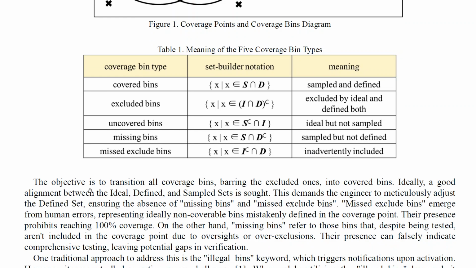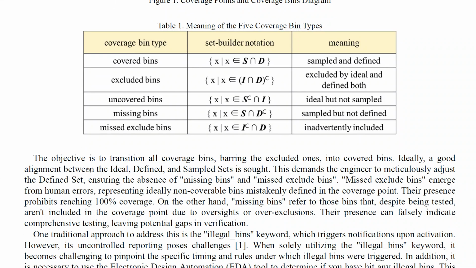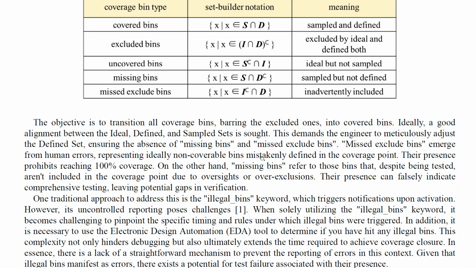So the objective is to transition all coverage bins, barring the excluded ones, into covered bins. Ideally, a good alignment between the ideal, defined, and sampled sets is sought. This demands the engineer to meticulously adjust the defined set, ensuring the absence of missing bins and missed included bins. Missed excluded bins emerge from human errors, representing ideally non-culpable bins mistakenly defined in the coverage point. Their presence prohibits reaching 100% coverage.